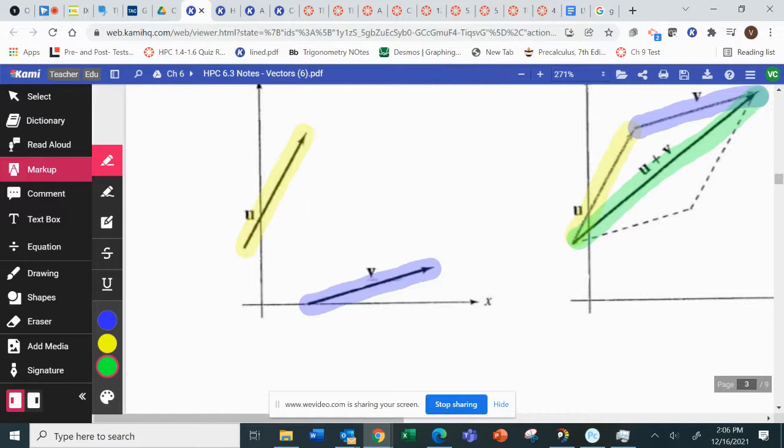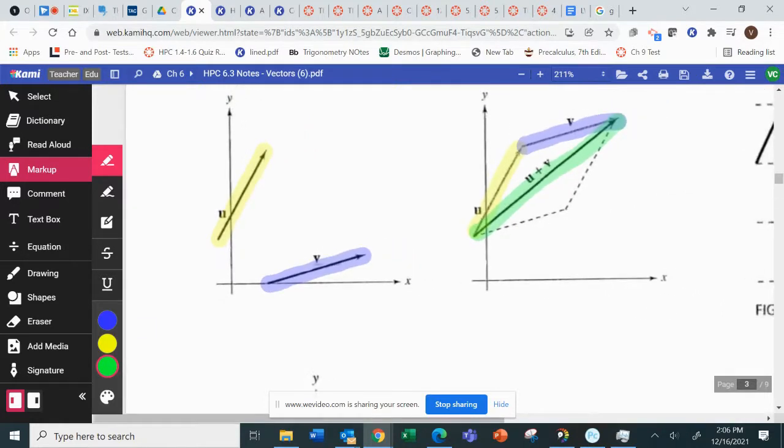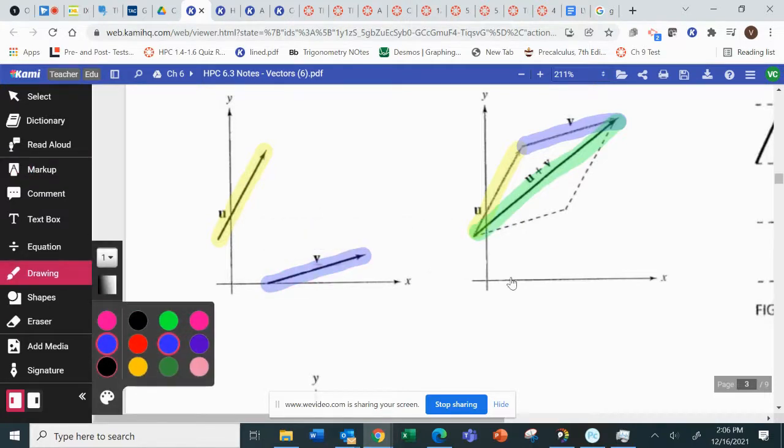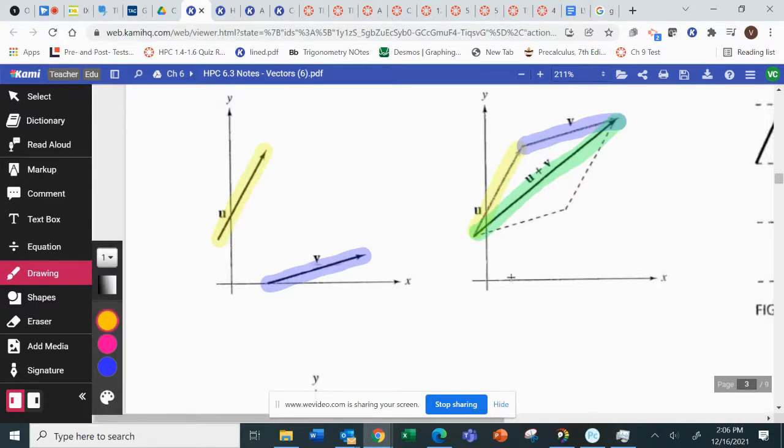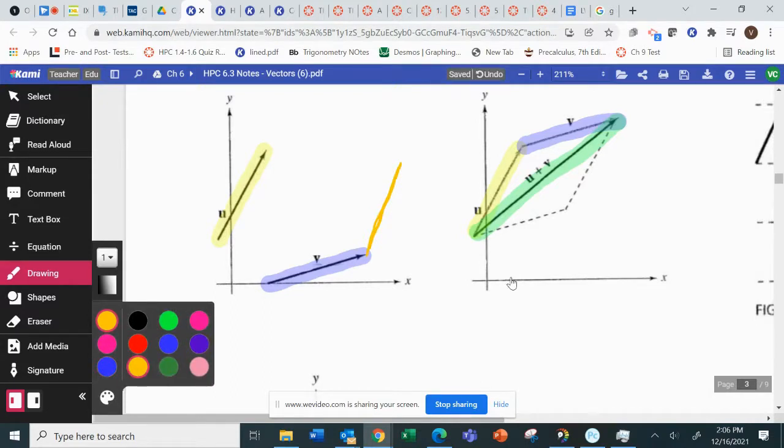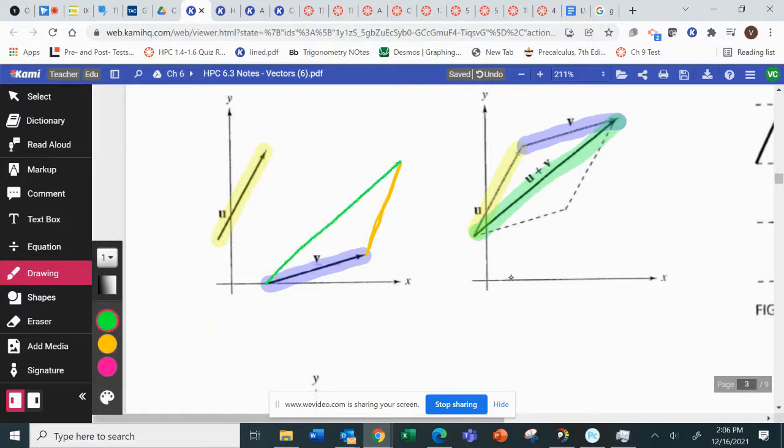Yes, Evan. Is there anything different if you do vector v plus u? So vector v plus u would look like, let's see, I did u. So that would be like me putting u right here. Okay. And then there would be v plus u.